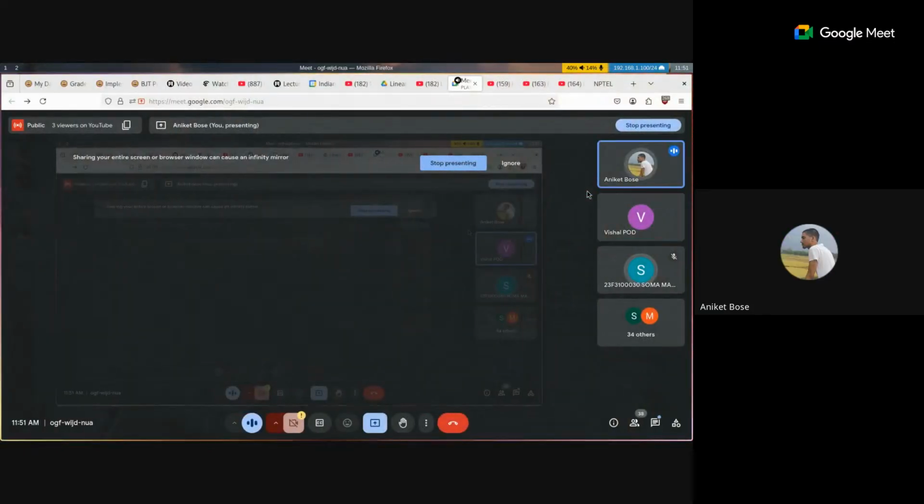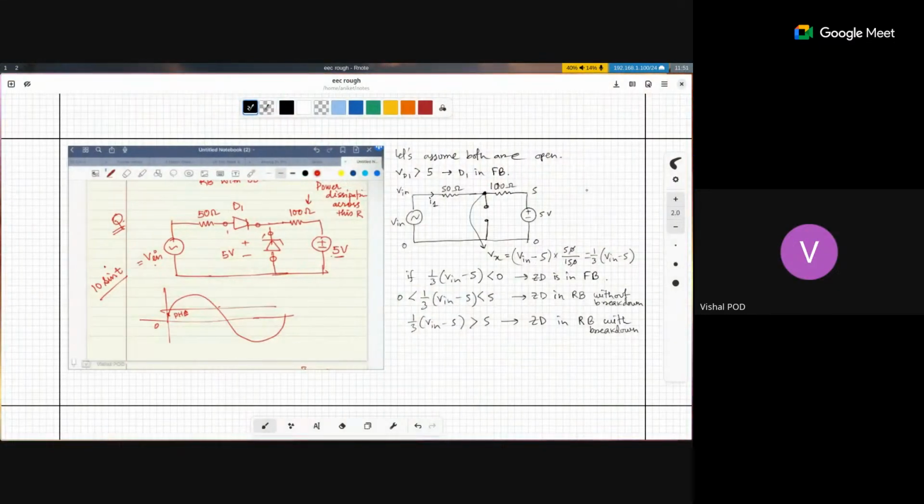So whatever I have done, it is after 5 volt, not before 5 volts. Okay, after 5 volt, what will happen? This will be short circuited, right? Okay, just give me a second. After 5 volt, no, what have you done?